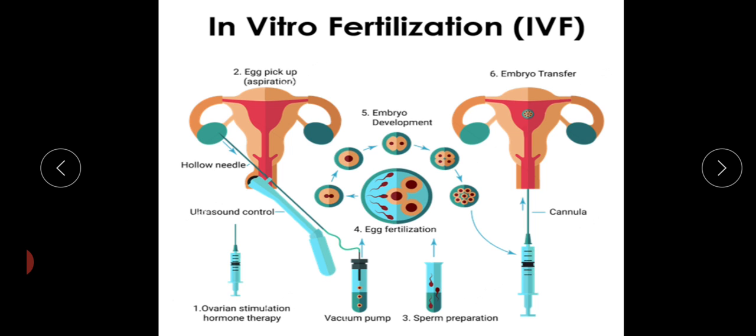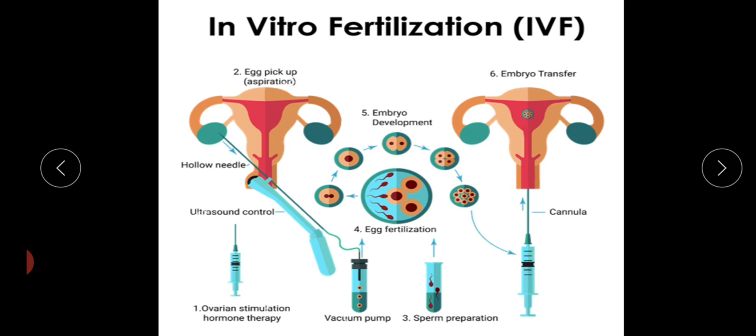Eggs or ova. So ova or ovum is being produced by the ovary. Now, how will we get to know whether the ovary has produced the ovum or not? Through ultrasound control, the medical expert will get to know, okay, now you have the ova and we can take them out. Then a hollow egg pickup will take place. The first step is to ensure that the ovary is producing ova through ovarian stimulation hormone therapy.